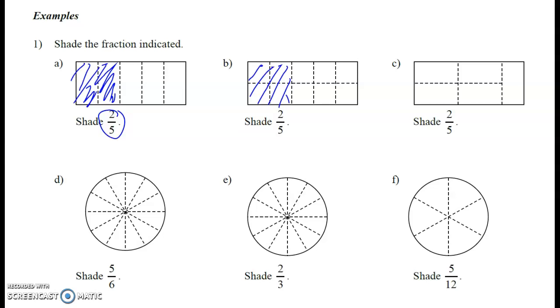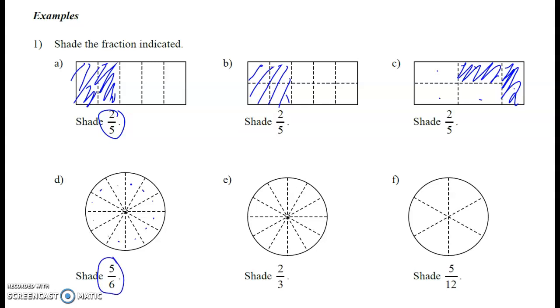Okay, C, shading 2/5 of this diagram. Well, it's been broken into 5 and they look equal to me, 1, 2, 3, 4, 5. And if we shade 2 of them in, then that would be 2/5. Looking at D, 5/6 of this one. We've split this one into 1, 2, 3, 4, 5, 6, 7, 8, 9, 10, 11, 12 parts. So 5 out of 6 are being shaded.